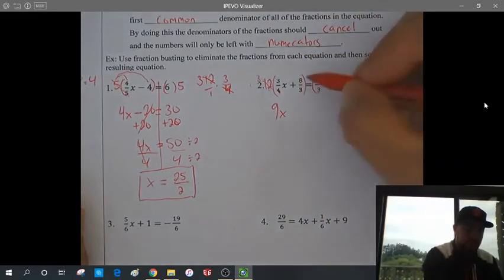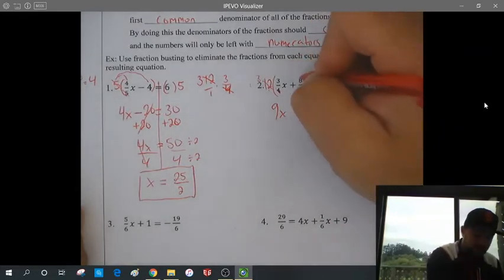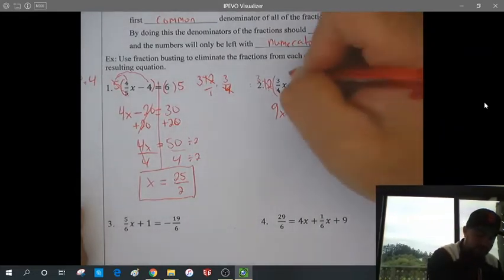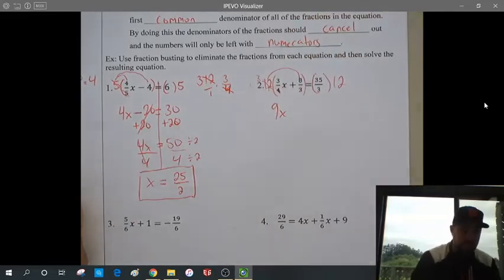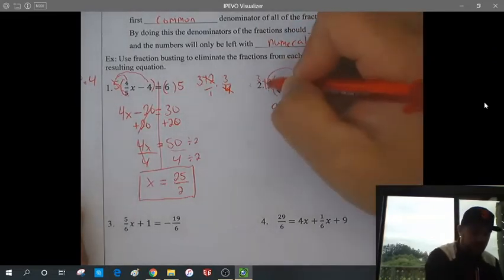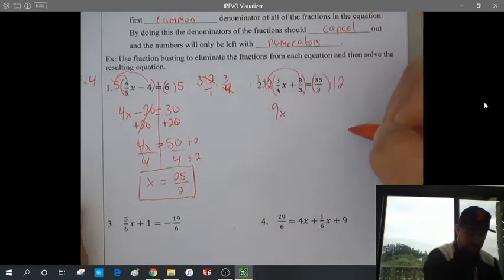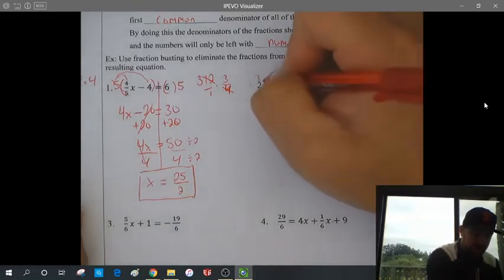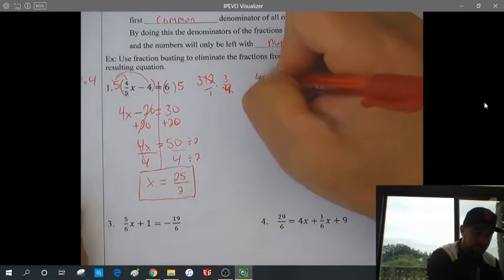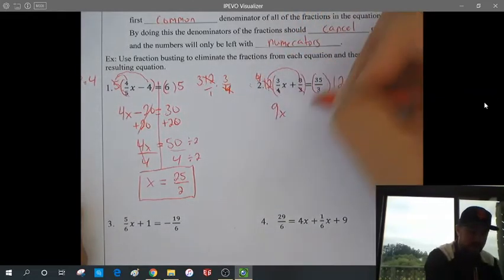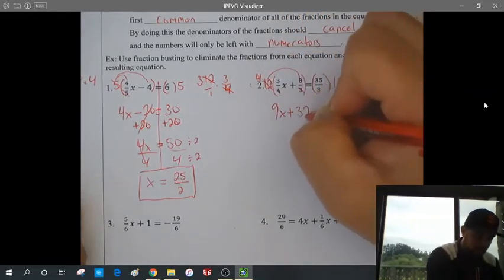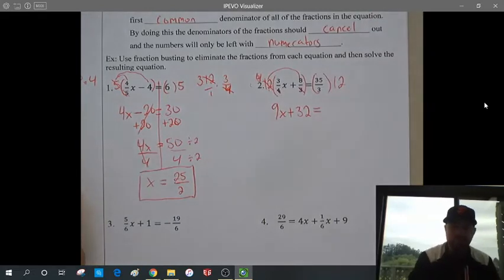Okay. The 8/3, I'm going to multiply by 12 again. So I still have to go back and multiply by 12 to the 8/3. But the 12 and the 3 are going to reduce. The 3 we get rid of. The 12 then, when you divide it by 3, becomes a 4. So now really it's 4 times 8, which is going to make that a 32.